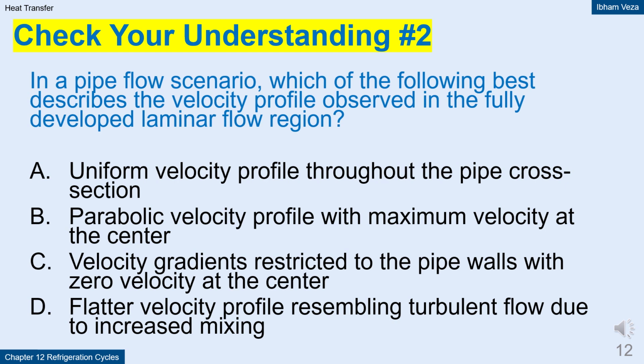Velocity gradients restricted to the pipe walls with zero velocity at the center. This is incorrect because in fully developed laminar flow, the velocity is highest at the center and decreases toward the walls due to the no-slip boundary condition. D. Flatter velocity profile resembling turbulent flow due to increased mixing. This describes the velocity profile of turbulent flow, which is fuller and flatter compared to the parabolic profile in laminar flow. Mixing is not significant in laminar flow.